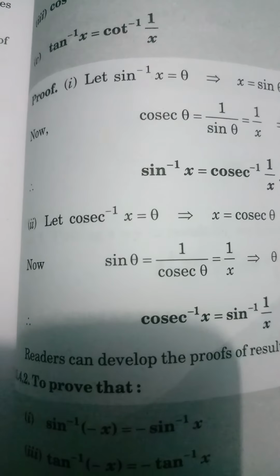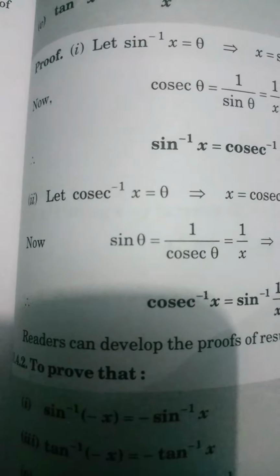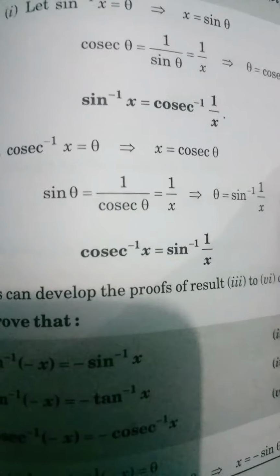For the second, let cosecant inverse x equal theta, which implies x equals cosecant theta. Now sin theta is equal to 1 by cosecant theta, which is equal to 1 by x, which implies theta equals sin inverse 1 by x. Therefore cosecant inverse x equals sin inverse 1 by x.